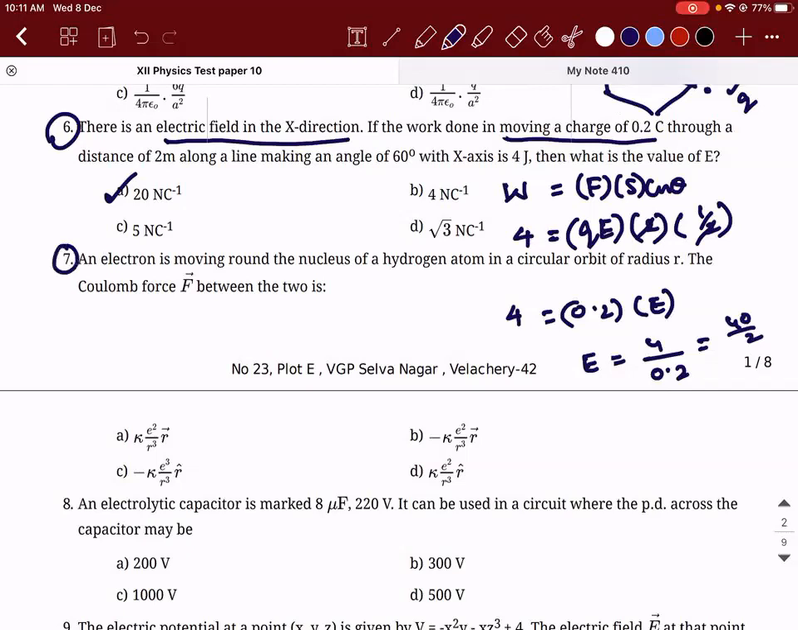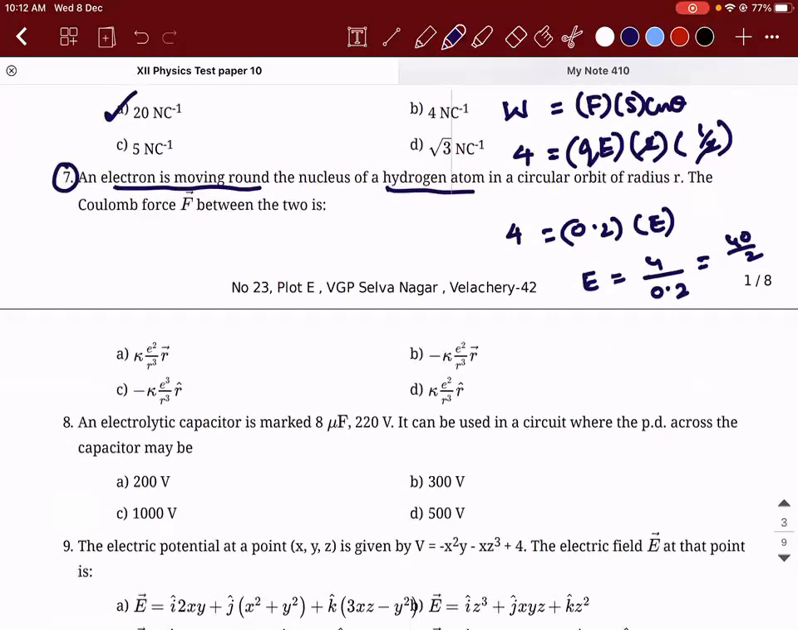Seventh one. There is an electron which is moving around the nucleus of a hydrogen atom in a circular orbit of radius r. So what is the Coulomb force that exists between them? Can you guys tell me? So you take a hydrogen atom. How many electrons does it contain? One electron. And what is the value of its atomic number? It is again 1. So the nucleus contains a charge of Z into e, that is e.